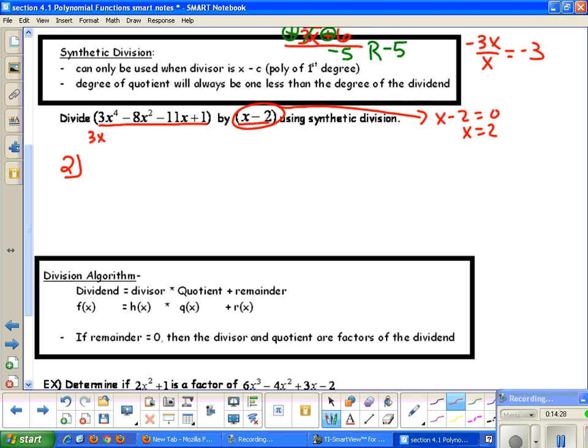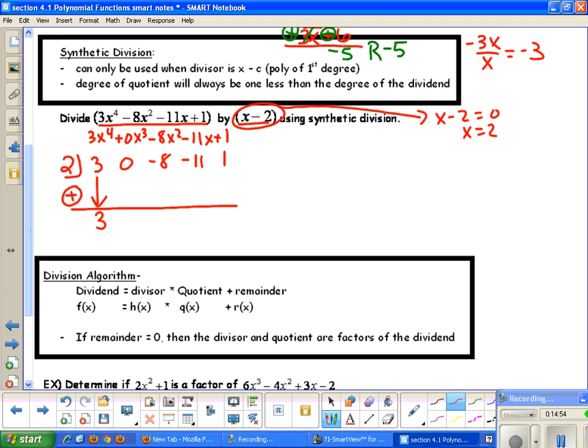So I'm going to rewrite it. So we have 3x to the 4th plus 0x cubed, because we need a 0 placeholder, minus 8x squared minus 11x plus 1. So down here goes the 3, 0, negative 8, negative 11, and the 1, if you remember from Algebra 2. Then the difference between this and long division is that instead of subtracting, we're adding, and you always bring down the first term, which is in this case 3.